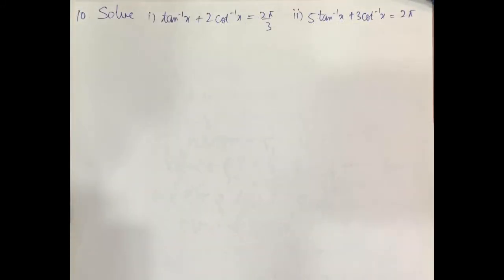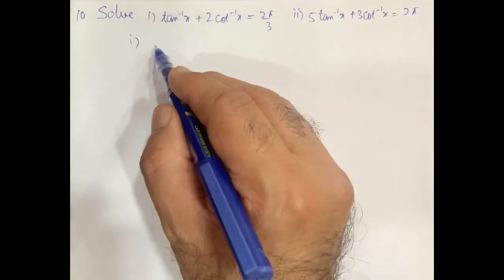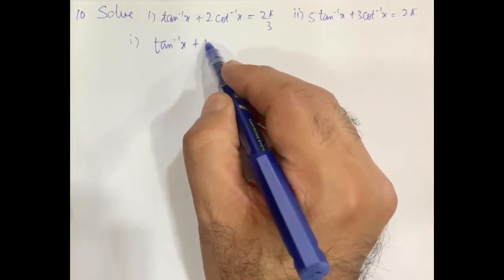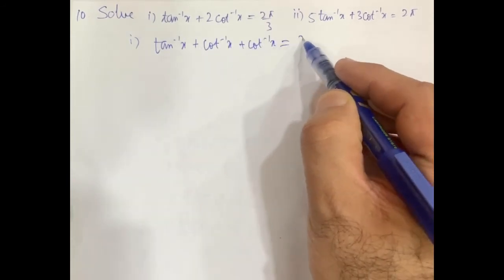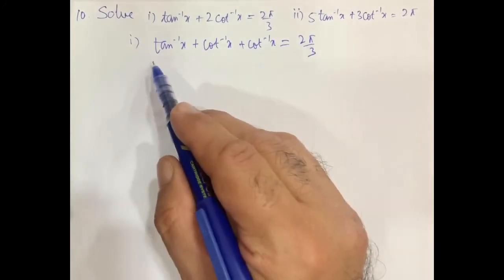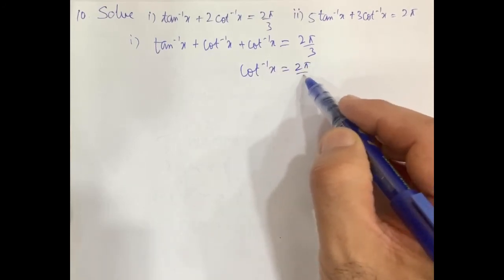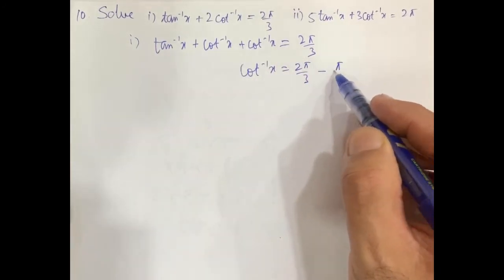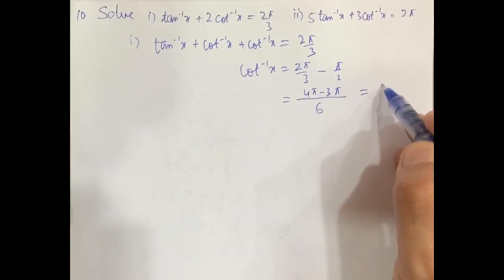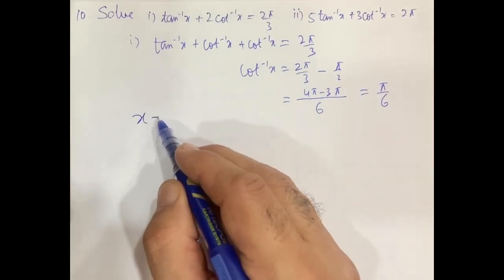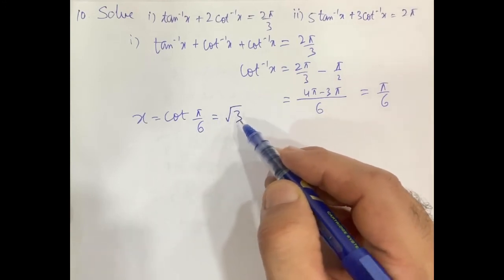The last question, we have to solve for x. The first part: tan inverse of x plus cot inverse of x is equal to 2 pi by 3. Tan inverse of x plus cot inverse of x is pi by 2. So this is 2 pi by 3 minus pi by 2. That is 4 pi minus 3 pi over 6, it's pi by 6. So x is cot of pi by 6, which is root 3.